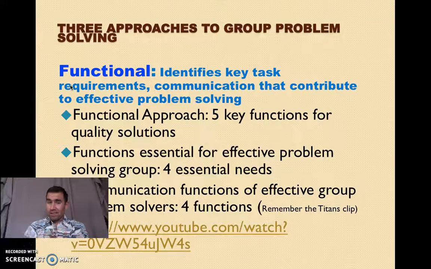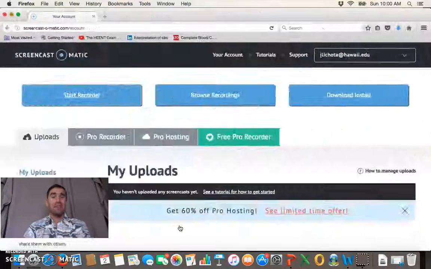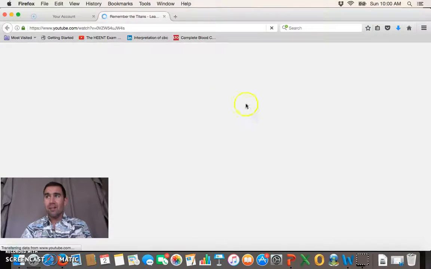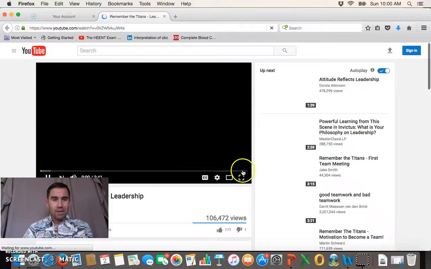Now we also have communication functions of effective group problem solvers. 4 functions of that, and I picked the movie Remember the Titans: analysis function, idea generation function, evaluative function, which is separate the good from the bad, as well as personal sensitivity function. So here we go. We've got Remember the Titans, another great movie that I feel is something that's strong. And here we go.